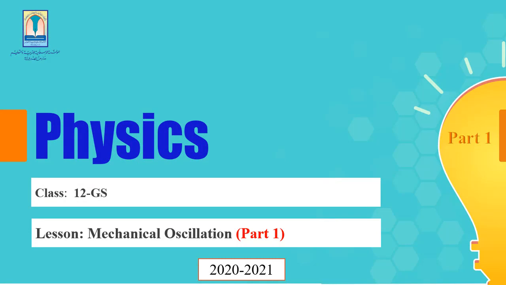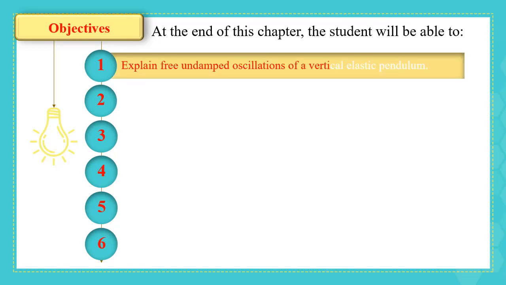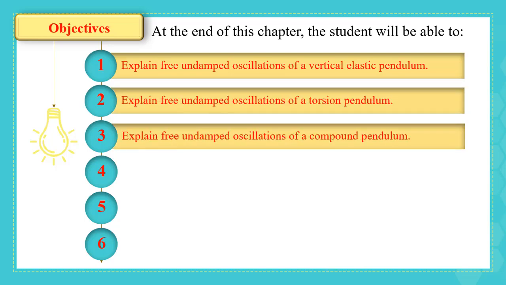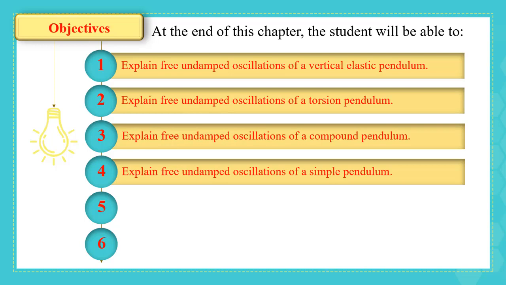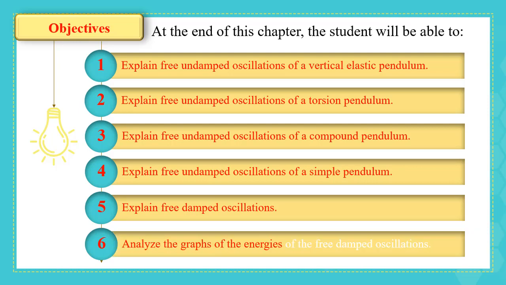We're going to start with the second part of mechanical oscillations, and this is the first video. At the end of this lesson, you are going to be able to explain free undamped oscillations of a vertical elastic pendulum, a torsion pendulum, a compound pendulum, and a simple pendulum. Finally, you are going to be able to explain free damped oscillations and analyze the graphs of its energies.